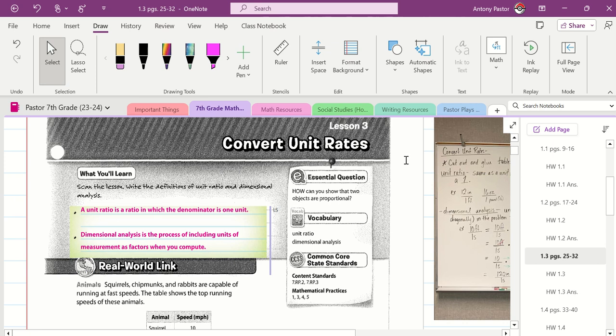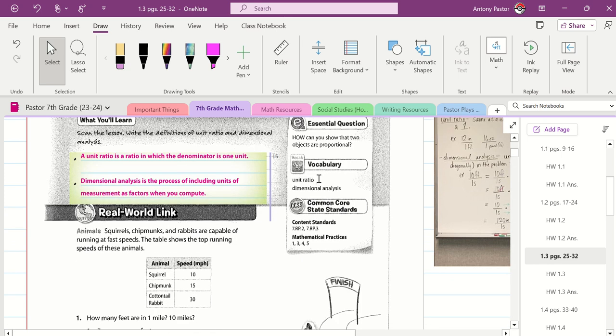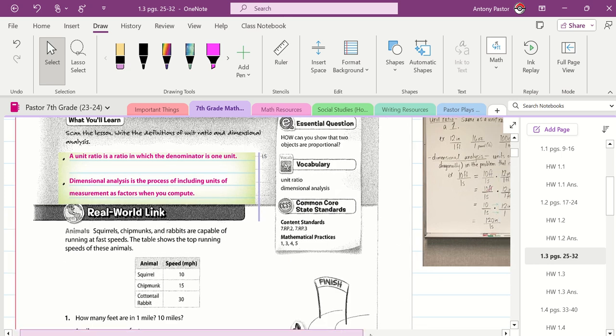Welcome back. Today we're doing 7th grade math, chapter 1, lesson 3. We are converting unit rates. Our vocabulary today is unit ratio and dimensional analysis.